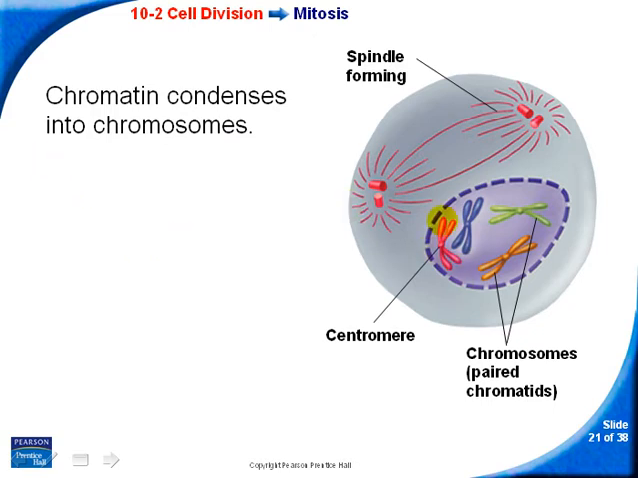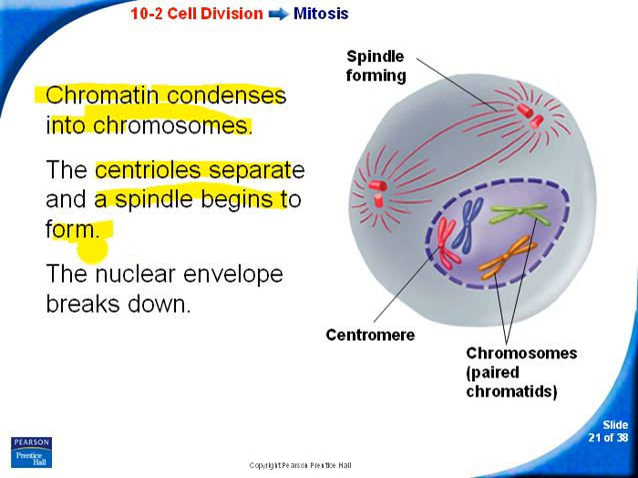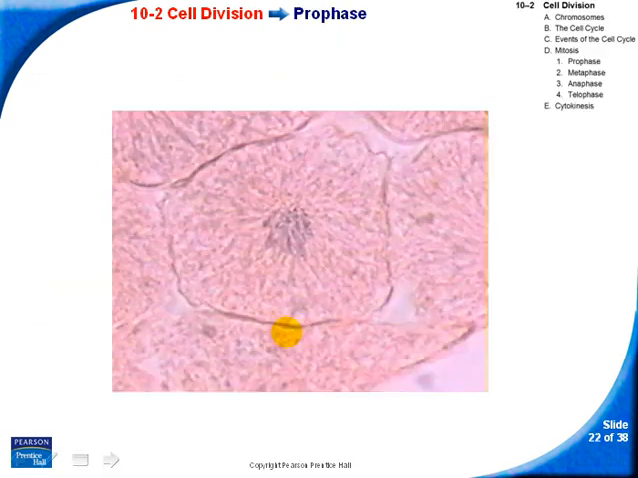The chromatin, right here, remember we use the word chromatin, condenses into chromosomes. And the centrioles separate from each other, meaning they go to different sides of the cell, and the spindles form here. And lastly, the nuclear envelope here breaks down. So there's a lot going on during that phase.